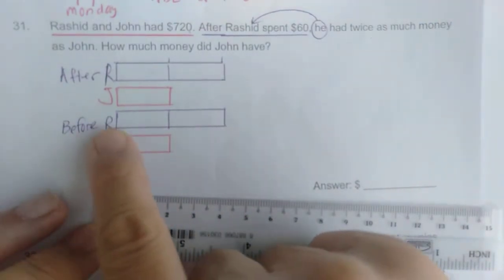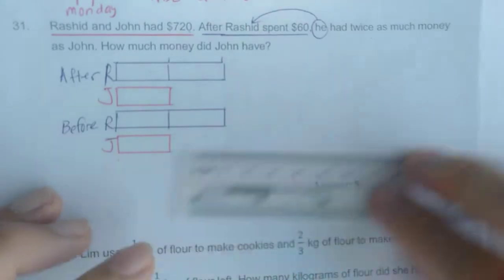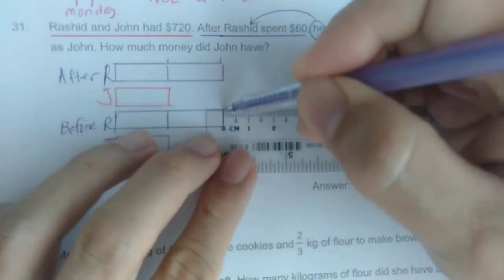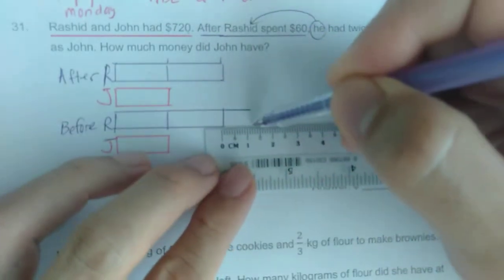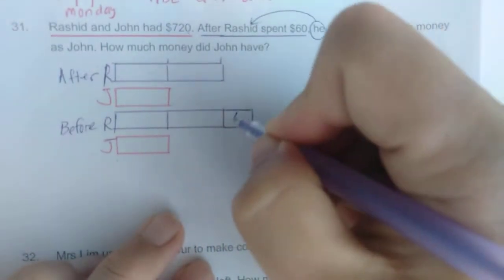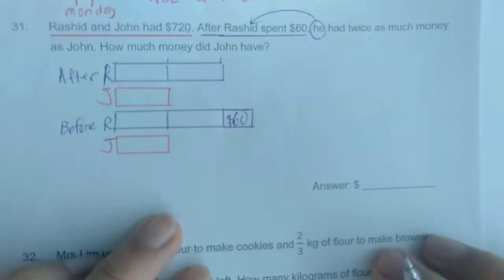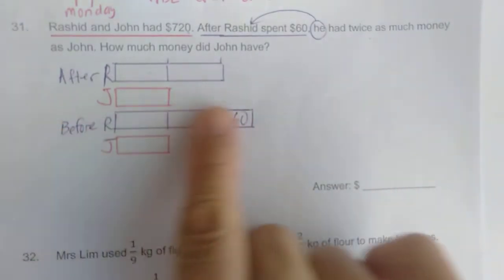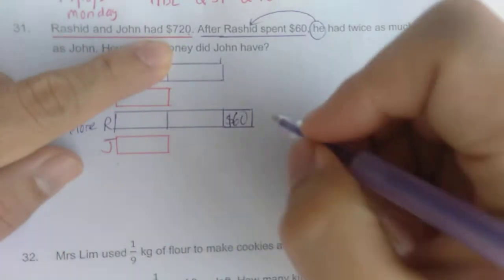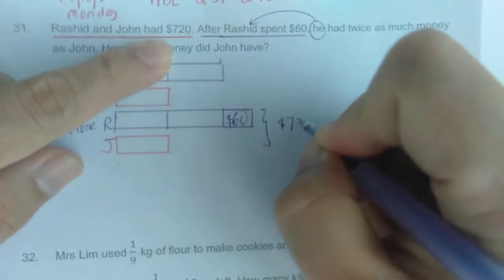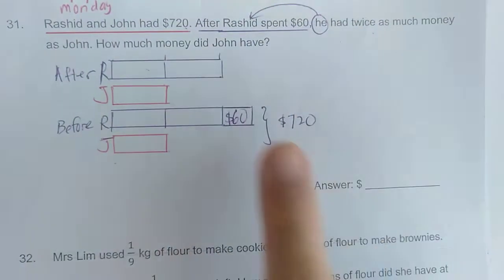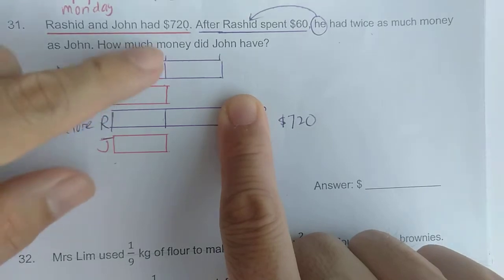So before Rashid spent $60, where is the $60? It's somewhere. Now how long should I draw the $60? I don't know. It could be longer or shorter than this part. I do not know. I just make sure I draw something. Okay, that's a different length. And I put down here $60. So let's see if you understand, right? So this was what happened before. Rashid had some money, John had some money, and they had this amount all together, $720. After Rashid spent $60, so I take away 60, alright, then it's twice as much.